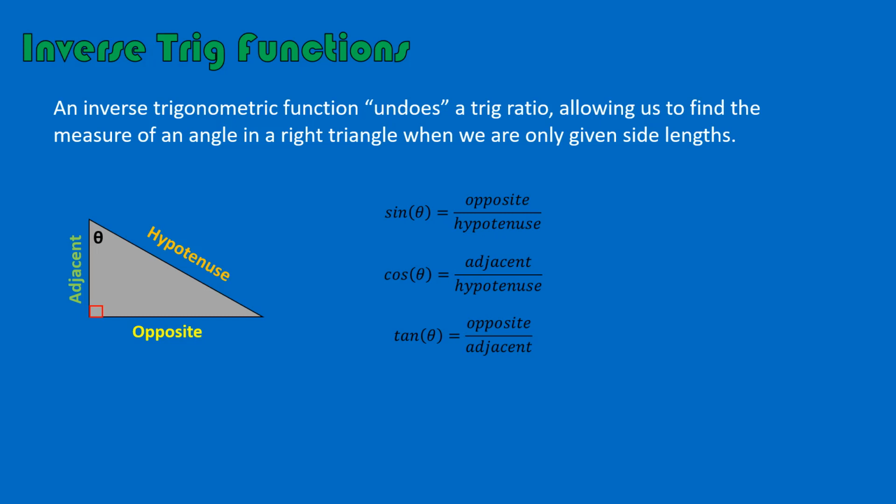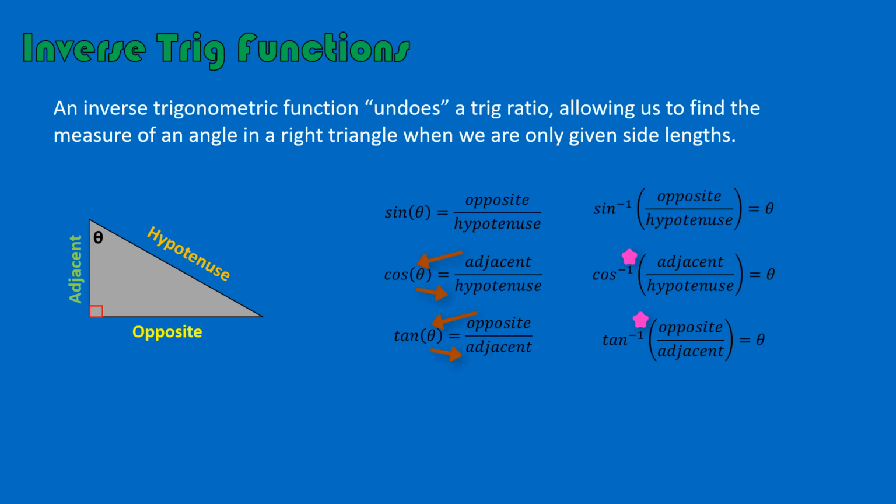Sine is opposite over hypotenuse, cosine is adjacent over hypotenuse, and tangent's opposite over adjacent. To undo them, we have what's called the inverse. So the top one here says sine inverse of the opposite over hypotenuse equals theta, or our angle measure. Notice how we just switched the position of the ratios and the angle, and then we gave it this little -1 looking exponent. And then it's the same thing for all the other trig ratios, cosine inverse and tangent inverse.